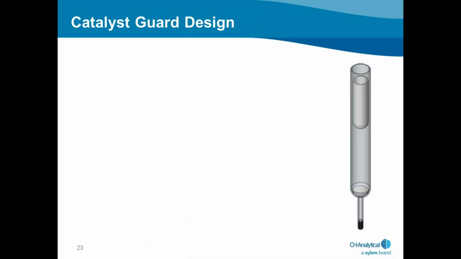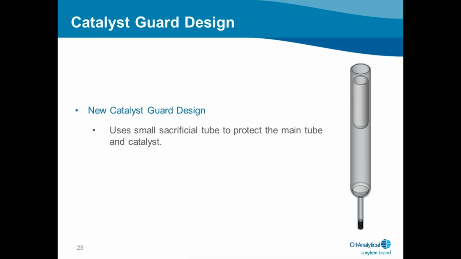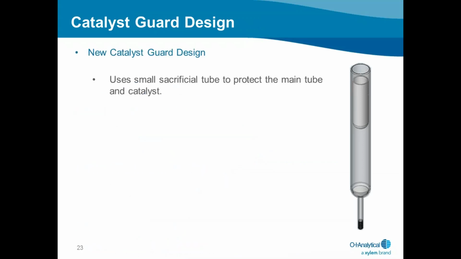In the catalyst guard design, we use a small sacrificial tube to protect the main tube and catalyst. So as the sample is injected, the sample first comes in contact with the guard tube, and we anticipate that the salt would be absorbed by the guard tube. And in this way, instead of the salt reacting with the main body of the tube, it will react with the guard tube and thereby take the brunt of the punishment.